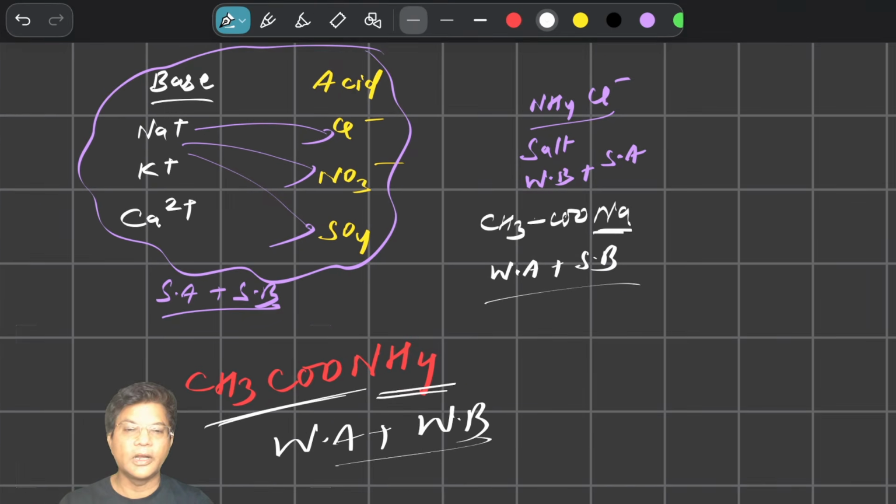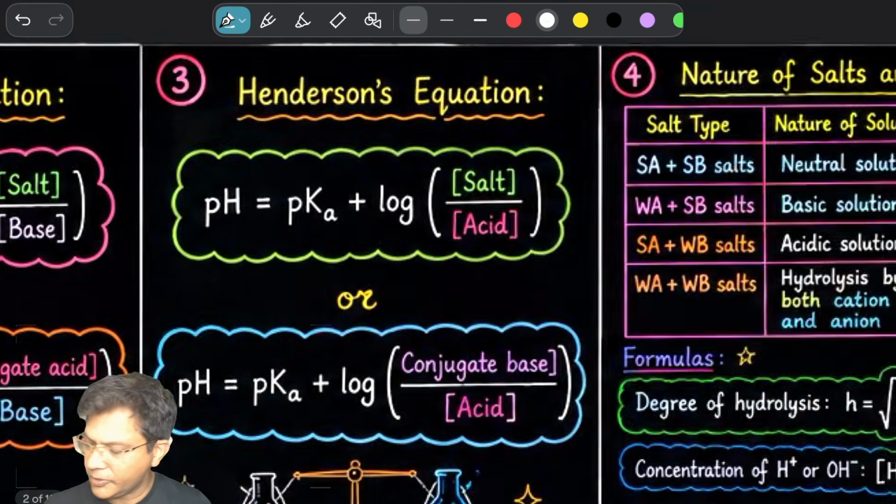This is all clear to all of you, that the table I have given, if anything is from there, then that is a salt of strong acid, strong base. Otherwise, whatever is missing, that is weak, right? Now let's see. Let me show you.